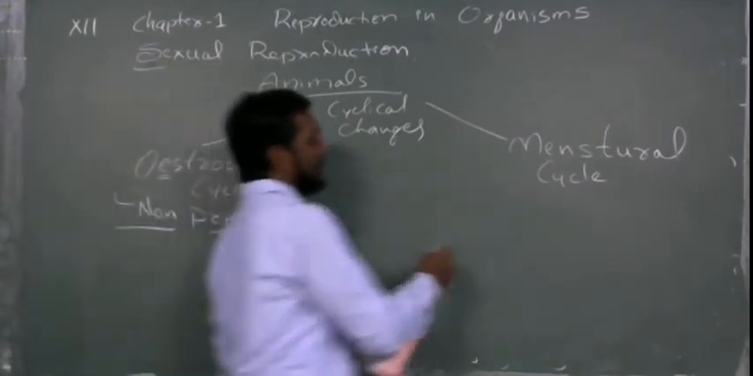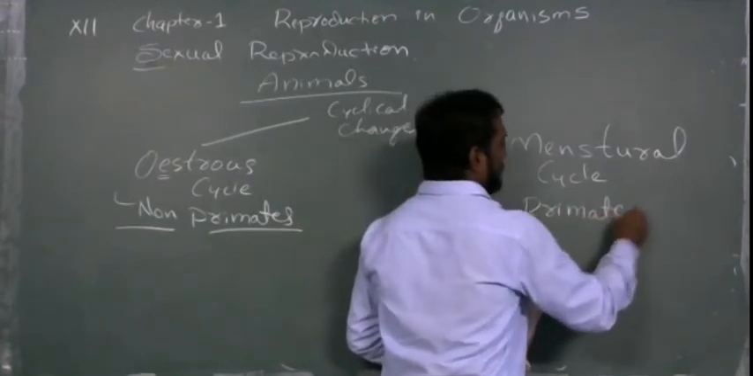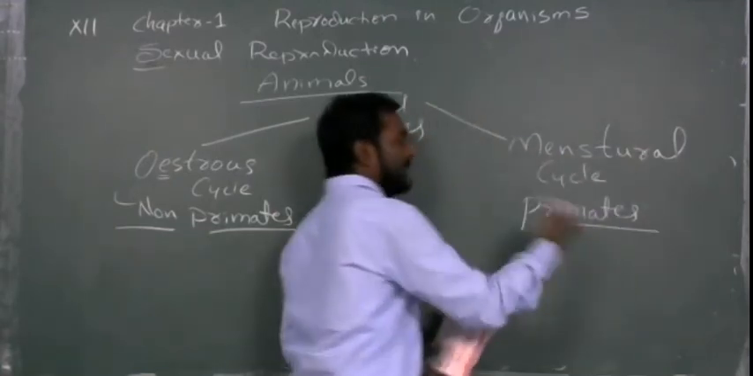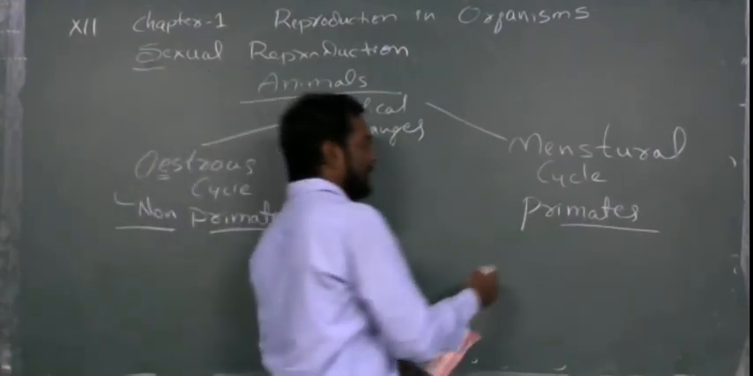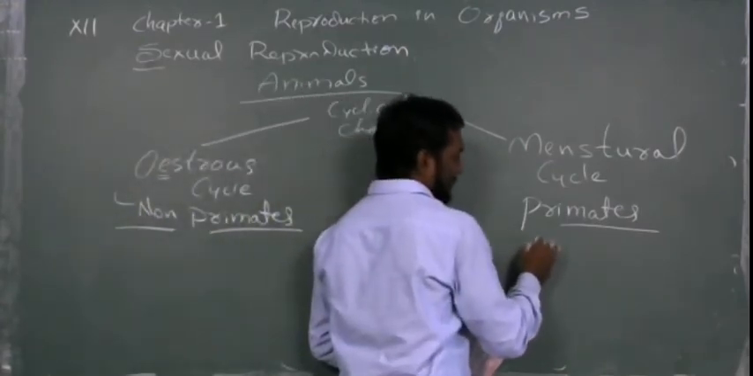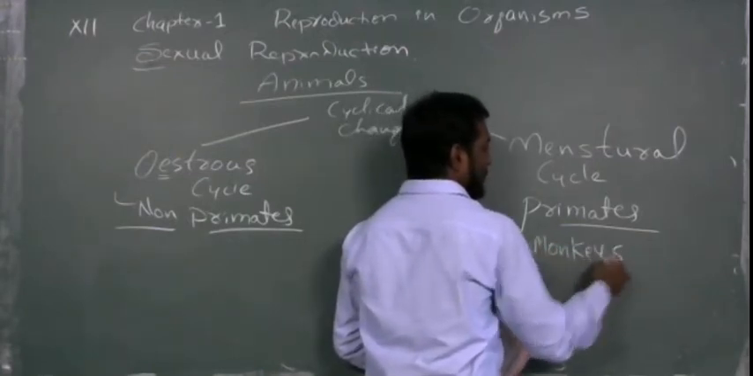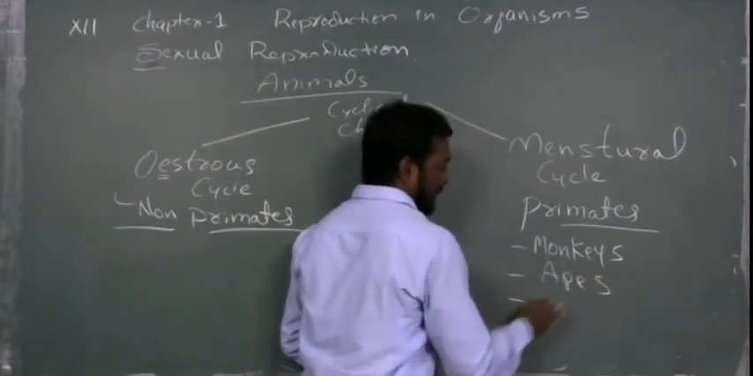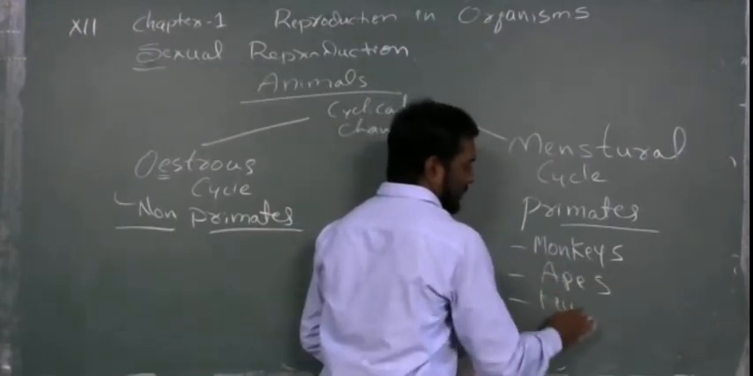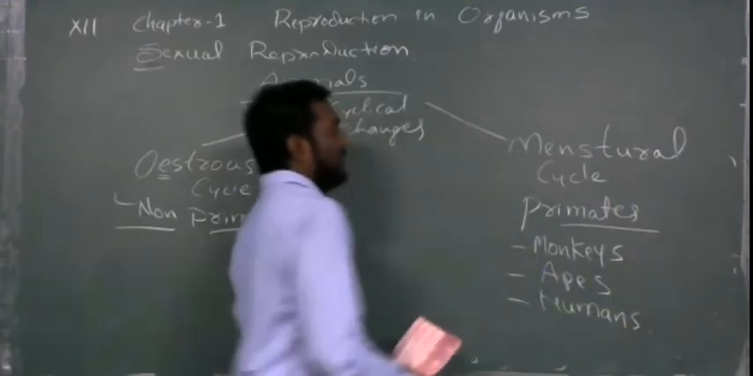And this can be seen in the primates. Primates are organisms which have the menstruation cycle symptoms. Okay, these are called primates. In this can be seen monkeys, apes and humans. Okay, clear?